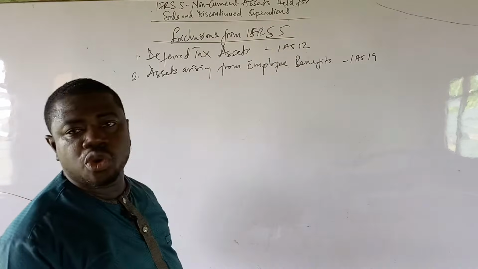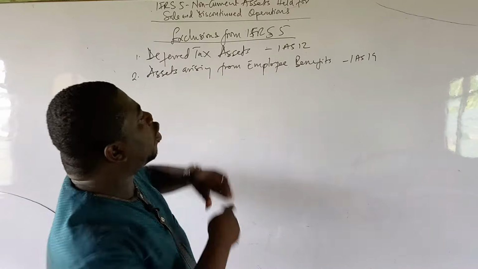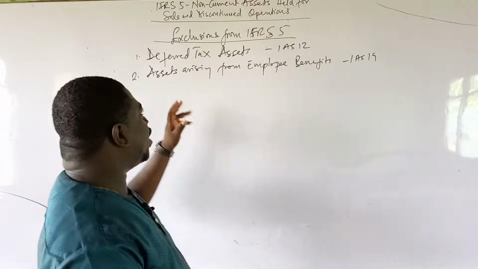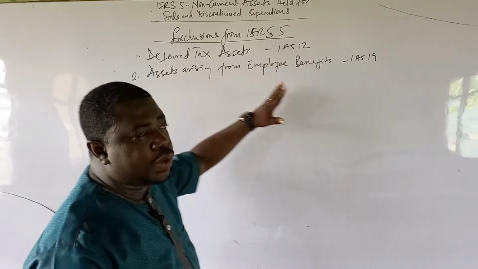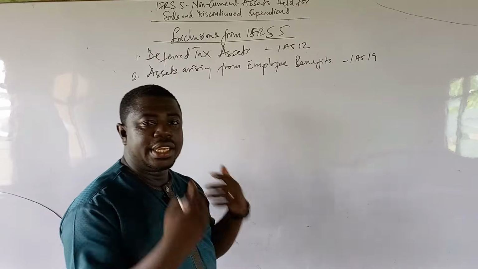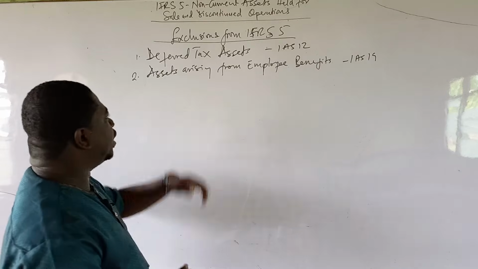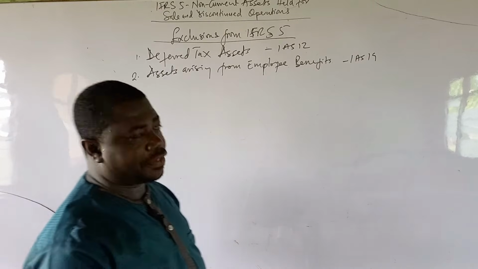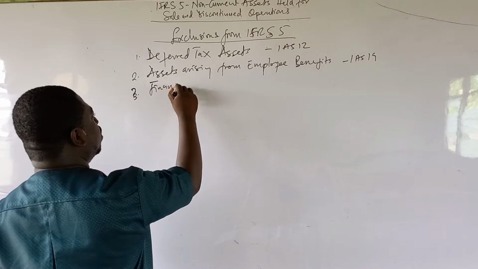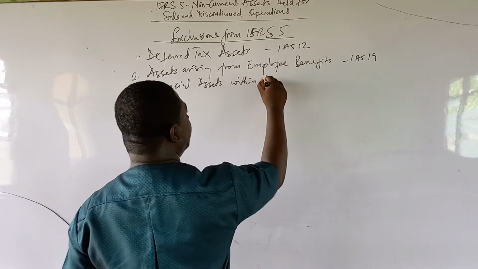So these are within the scope of other standards, and therefore these kinds of assets, even though we are talking about non-current assets, this standard being a standard that relates to non-current assets. However, we are looking at these assets that are excluded from the measurement provisions of IFRS 5. And we are saying the first one is deferred tax assets. We do not measure deferred tax assets as assets held for sale. And then assets arising from employee benefits. And then also financial assets within the scope of IAS 39.